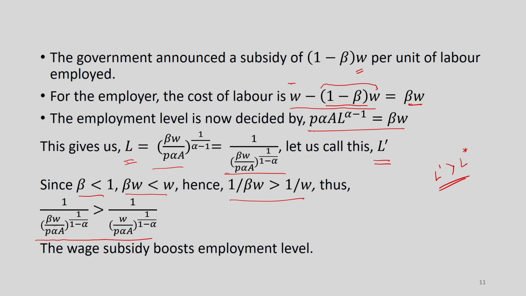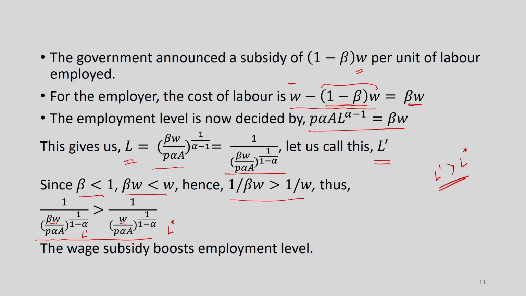What you see here is that beta W is occurring in the denominator, and here W is occurring in the denominator. And what is the left hand side? Left hand side is L dashed, the right hand side is L star. So, we have just proved that L dashed is greater than L star, which means that if the government provides wage subsidy to the producer, then the producer actually will raise the employment level.